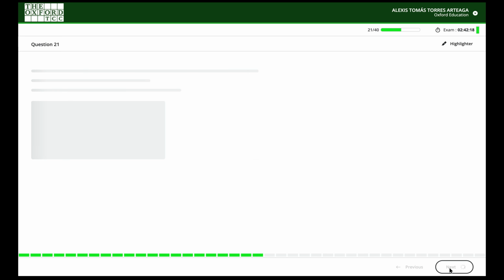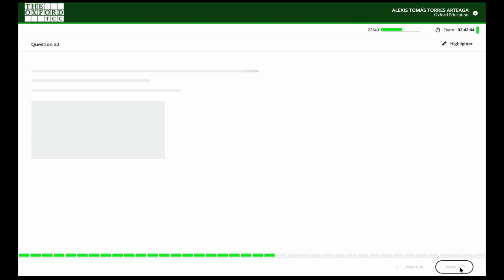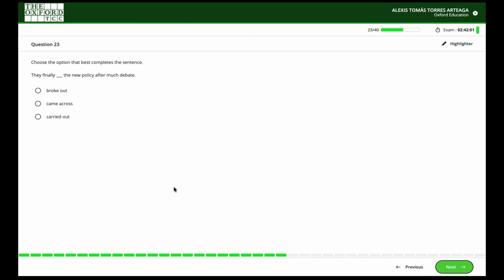The report by the time the meeting started had written. The report had been written. The new policy after much debate. They finally came across. Carried out.